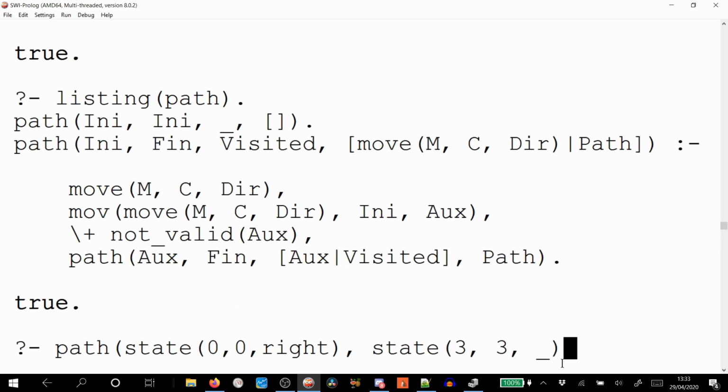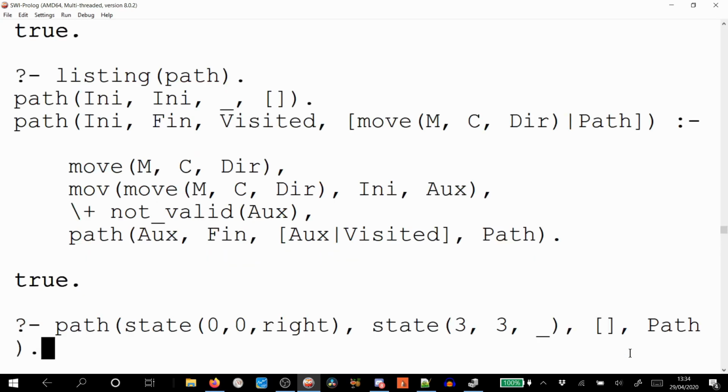But what is the list of visited states at the beginning? Empty list. Only 0, 0. Or yes, you can put this state or an empty list. That works in both cases. Okay, let's leave only the empty list. And let's go to the path. Give me the path to go from this state to this state with no visited states at the beginning, and let's obtain the path.